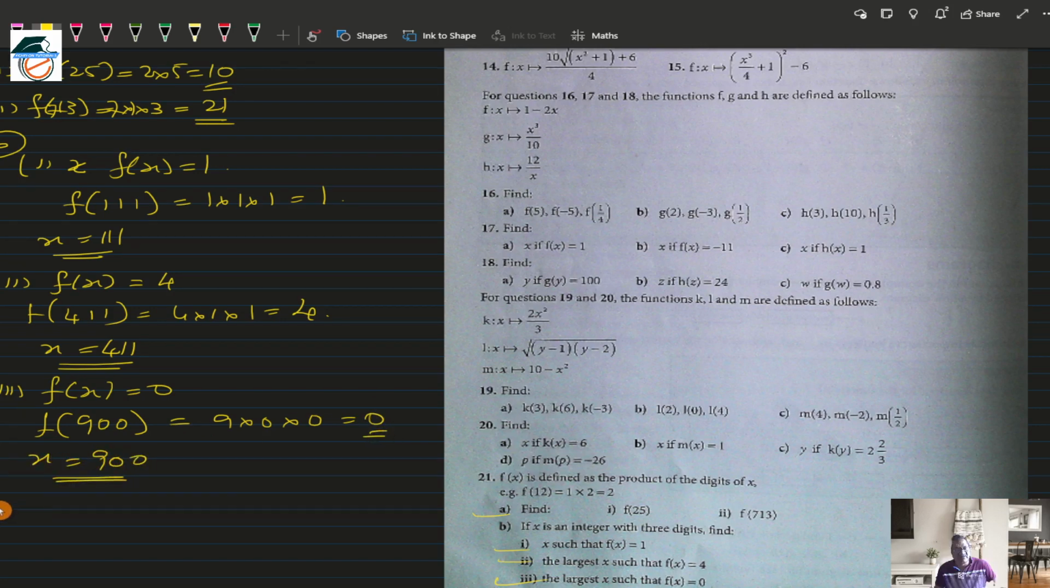And the fourth one is the smallest x such that f of x is equal to 2. And it's a 3-digit number, so the smallest number should give 2, right? So then write 1 1 and then 2. That will be 1 into 1 into 2, which is equal to 2. So the smallest number will be 1 1 2. Okay, so those are the answers.